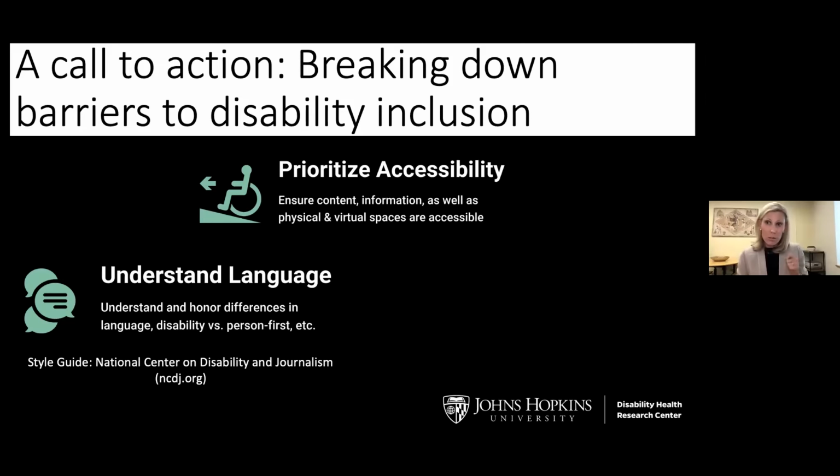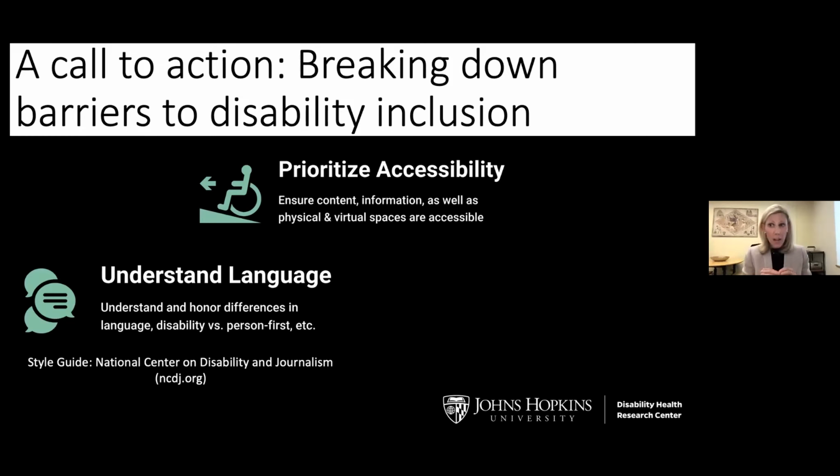Understand language. This is so critical. I often see words in the media, in science, quite frankly, in the scientific literature, used to describe disability or people with disabilities that are euphemisms with antiquated and negative connotations, such as differently abled. That is not an accepted term in the disability community, or handicapped. We need to stop using that language. Disability is not a bad word. People in the community embrace that word.